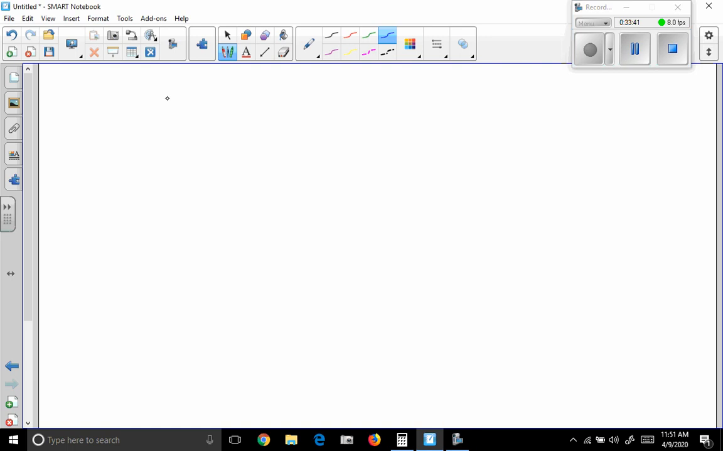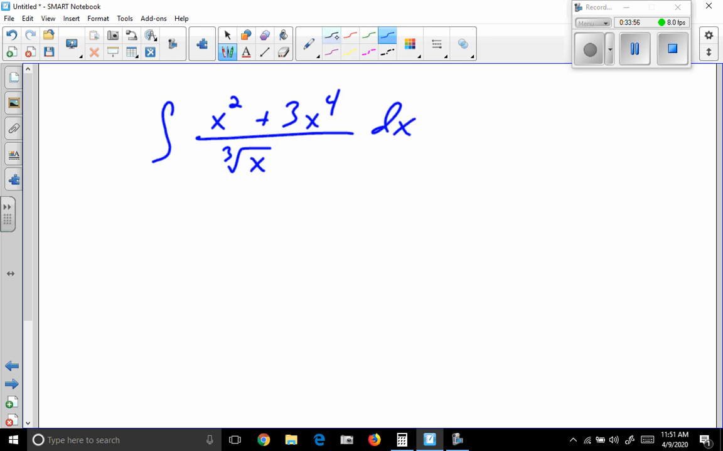All right, let's do one like this. Let's suppose we have x squared plus 3x to the 4th over the cube root of x dx. So if we try to make a substitution and let the inside part be u, that's not going to really get us anywhere. Those are essentially just different letters. This is u to the 1st, that's x to the 1st. The derivative of x is 1 times dx.